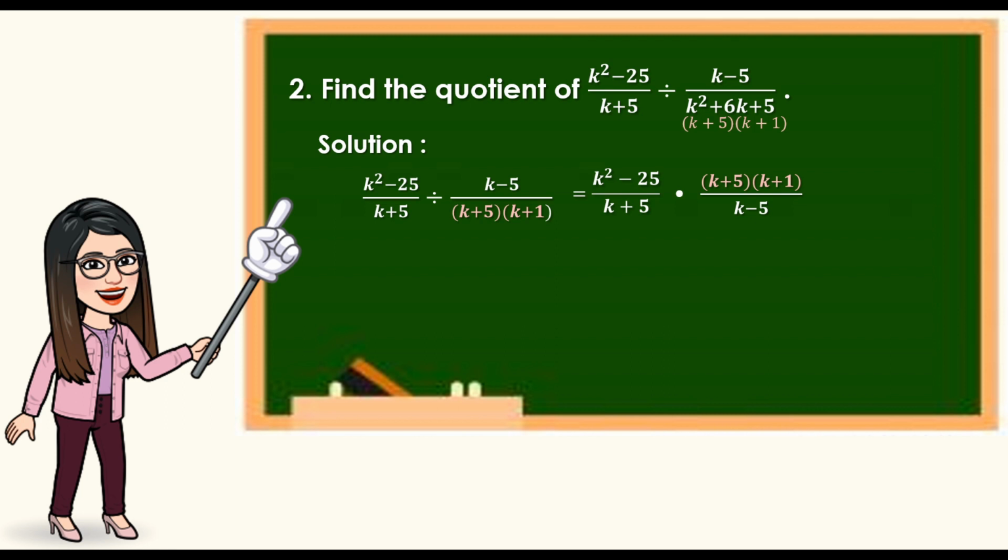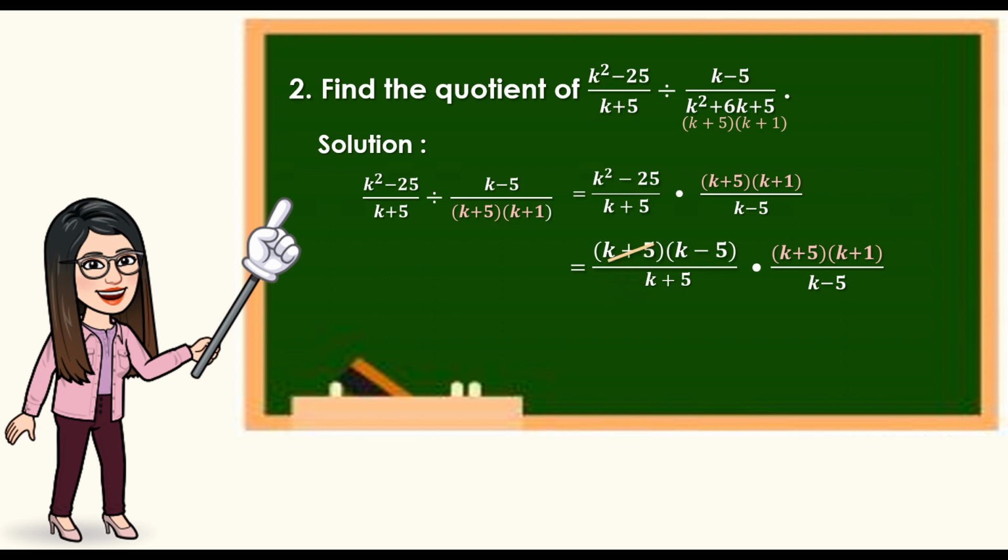k minus 5. Next, as you can see in our first expression or in our dividend, we have k squared minus 25 and it is also factorable. So let us factor that expression. So we have the quantity of k plus 5 times the quantity of k minus 5 all over k plus 5 times the quantity of k plus 5 times the quantity of k plus 1 all over k minus 5.